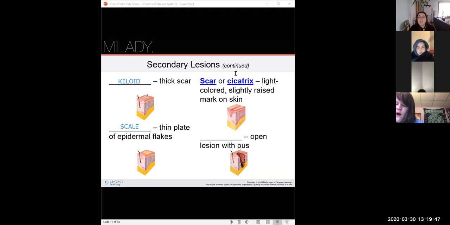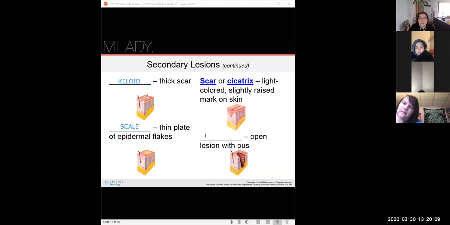Okay. So a scar or a cicatrix. Cicatrix is the fancy word for scar. It's a light color, raised mark on the skin. Most of us have seen or have a scar that they can refer to that would look like this. It's very easy to identify. It's a scar that's healed.